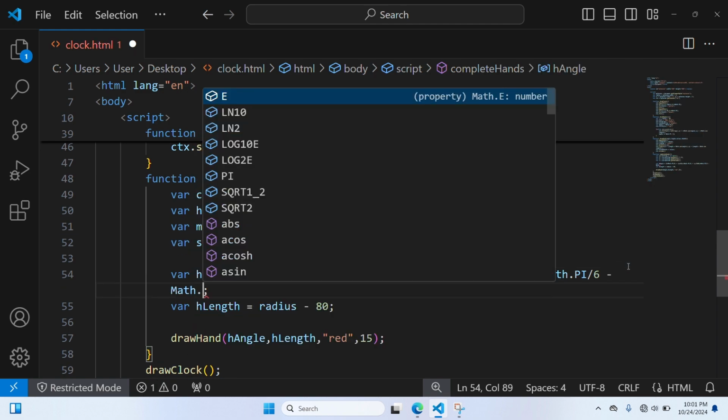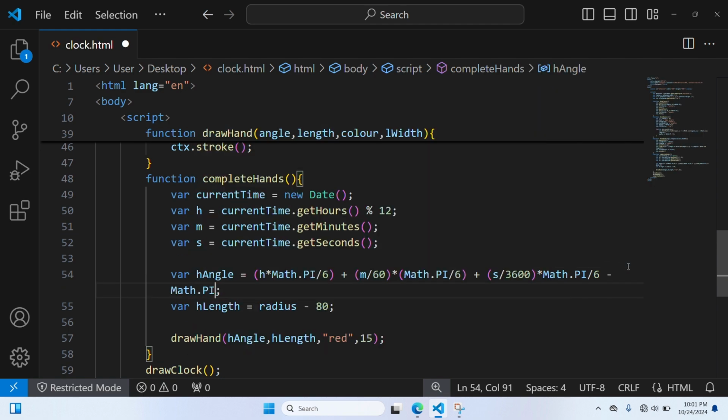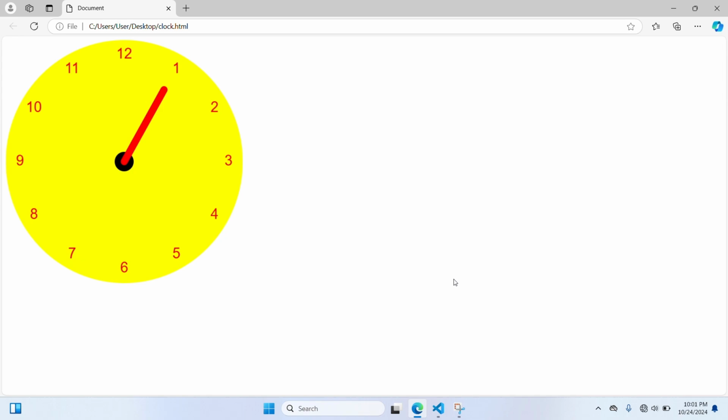Math.PI by 2. That's it. Now let's save it and come back to our web page and let's refresh it. Now you can see our clock is showing the right time. The current time is 10:02 and our hour hand is also pointing towards the 10.